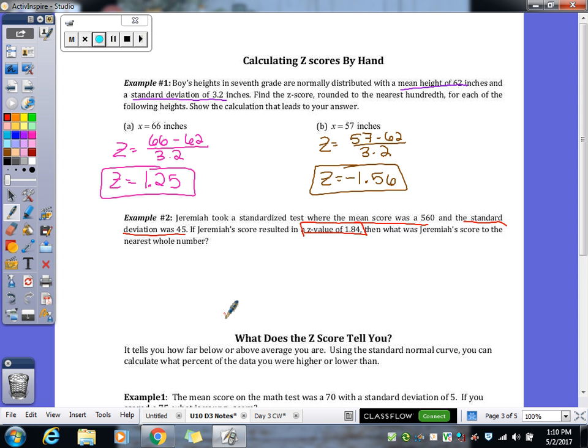So what we're going to do is we're still using the same formula, only this time we actually know what our z-score is. So instead of using the letter z, I'm going to put the score in there. So 1.84 equals x minus my mean of 560 divided by my standard deviation of 45. I'm looking for what his score is to be able to subtract the mean from, so I'm going to put x in for that. So we would want to multiply times 45 to get rid of it on the right side.